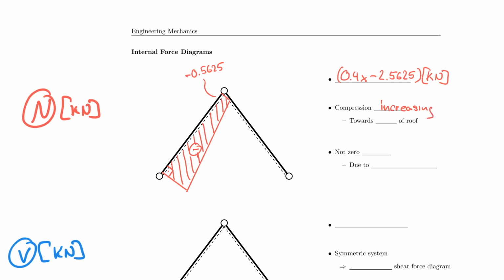And that is towards the bottom of the roof. And notice that it is not 0 at the top, which is actually due to the pitch or the angle of the roof, right? So depending on how it's pitched, the right side pushes on the left side and the left side pushes on the right side.